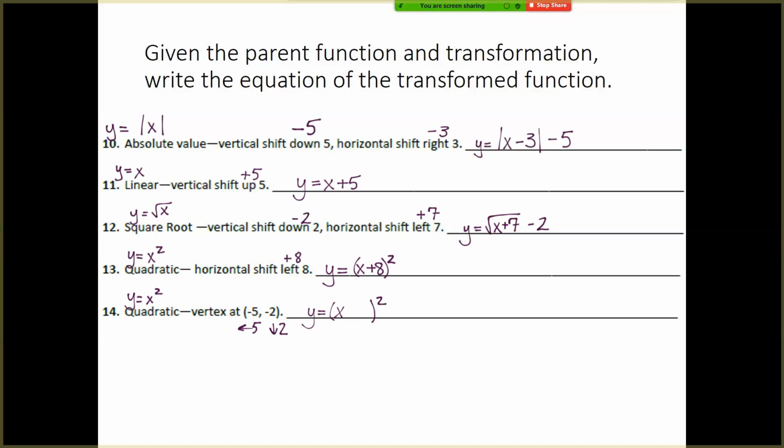So for this one, if I'm moving left 5, I want to put plus 5 in my parentheses before it gets squared. So in with my variable, opposite sign. So left 5 means plus 5 gets written in with the variable. And then the -2 tells us we're going down 2, so we want -2 hanging out at the end of our equation.